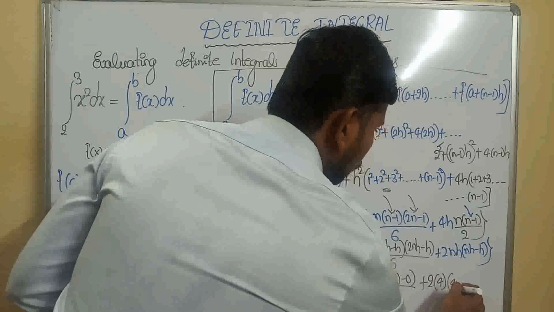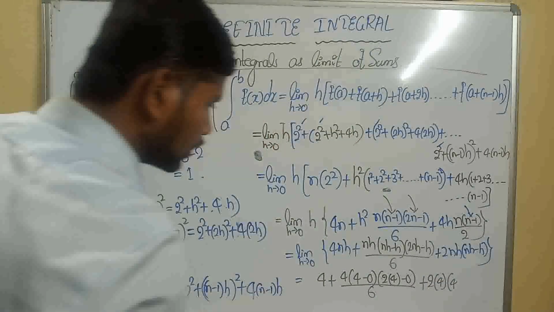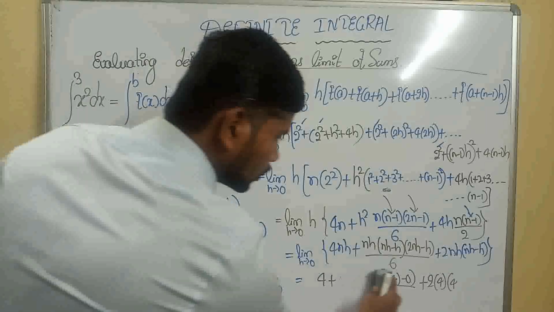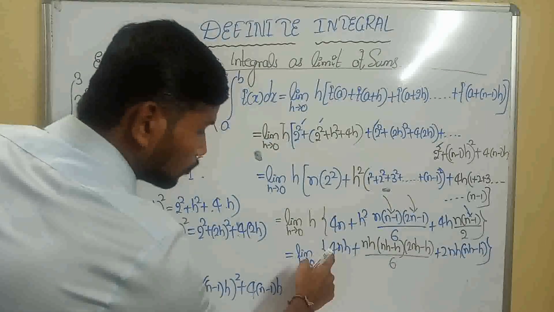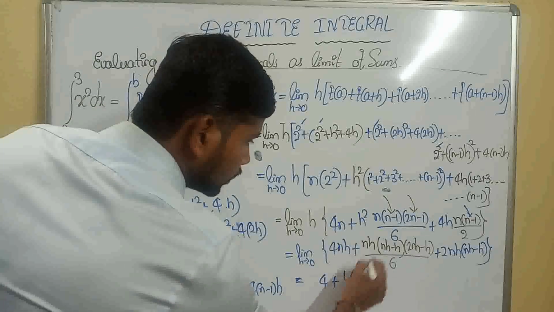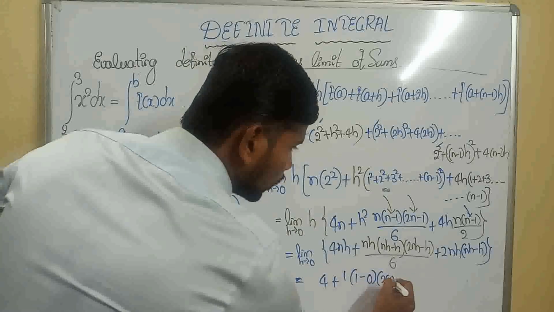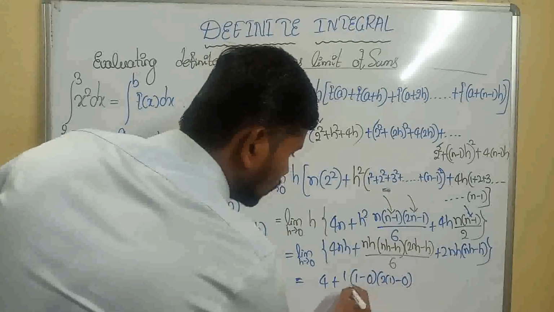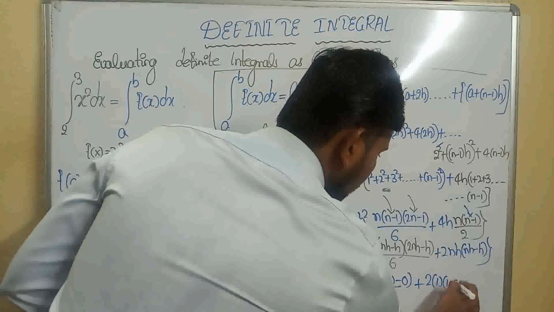Again, the nh value is 1. Actually, it is not 4. Okay, I'd like to change the part. One minute, I'll write it properly. Here I made the mistake: the term 4 into 1, okay, it will be 1. 1 minus 0 will be 1 minus 0. 2 into 1 minus 0 divided by 6 plus 2 into 1 minus 0.